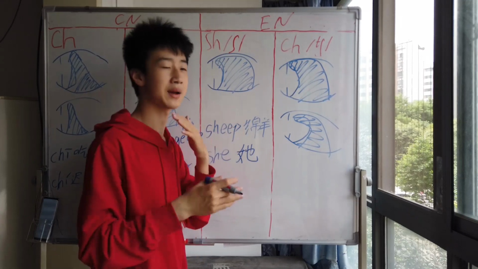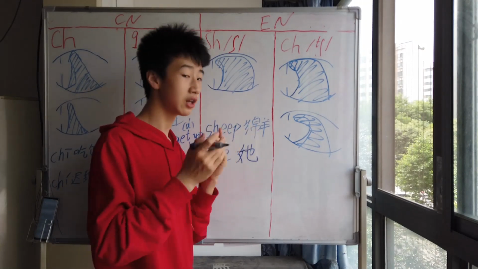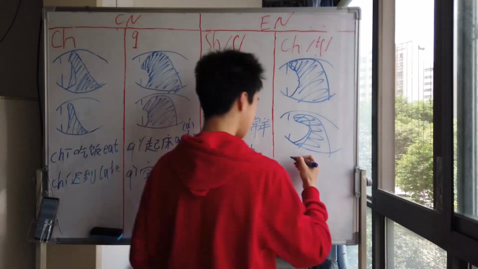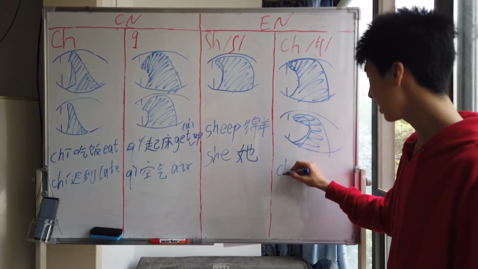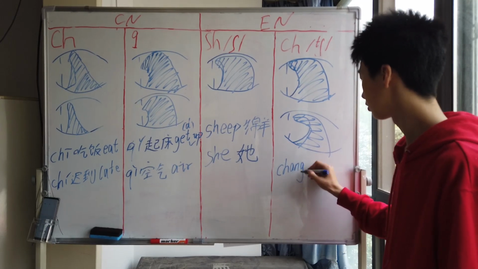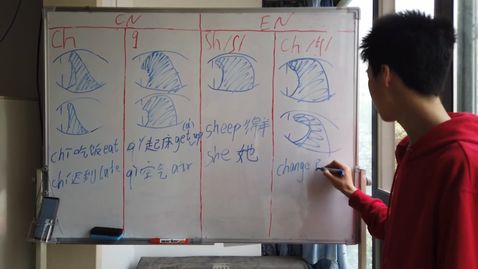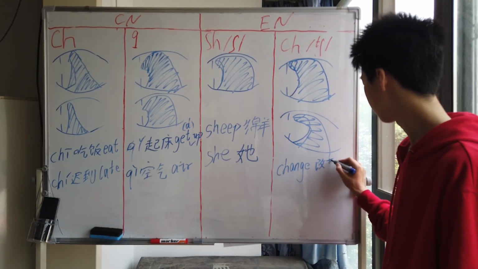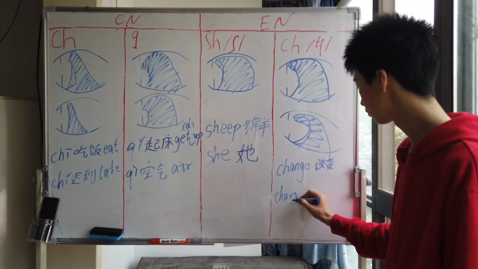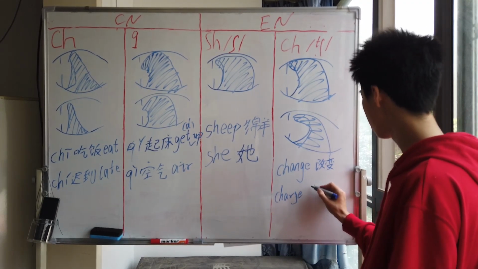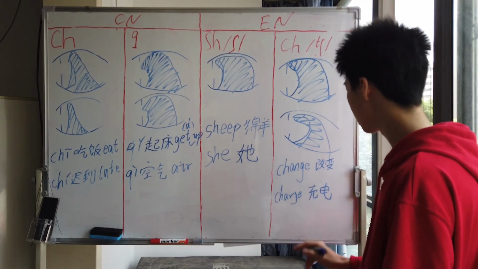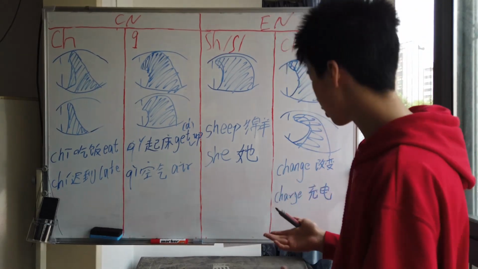It's just a map that shows you how the tongue actually works, and you have to try it out a few times to actually get it. We have a lot of examples, to be honest. We have like change, so that means 改变. And then we have charge, which means 充电. So we have change, charge.